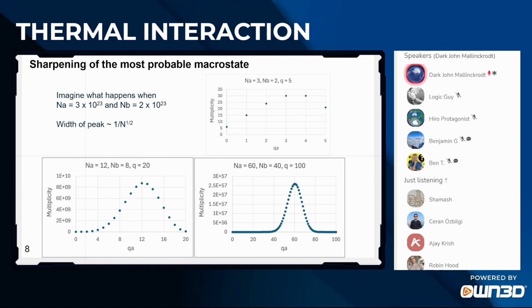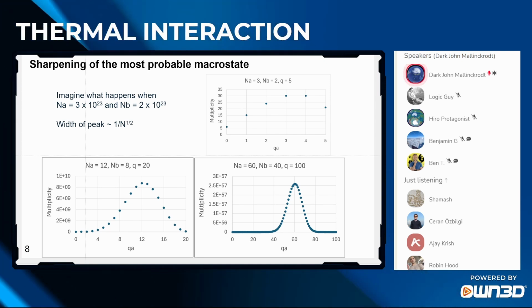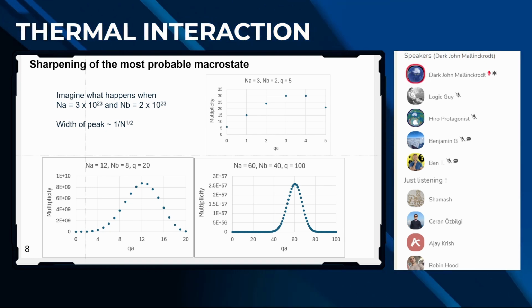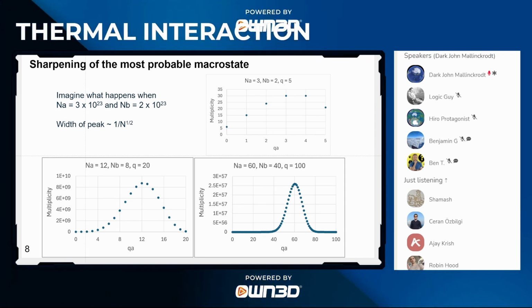And what I want you to notice is that whereas that first curve just looks like kind of a dull, shallow peak, the peak is now starting to sharpen around 12 in this case, which happens to be 60% of the total energy. 60% of the total energy is being stored in A. And that means that 40% is being stored in B.